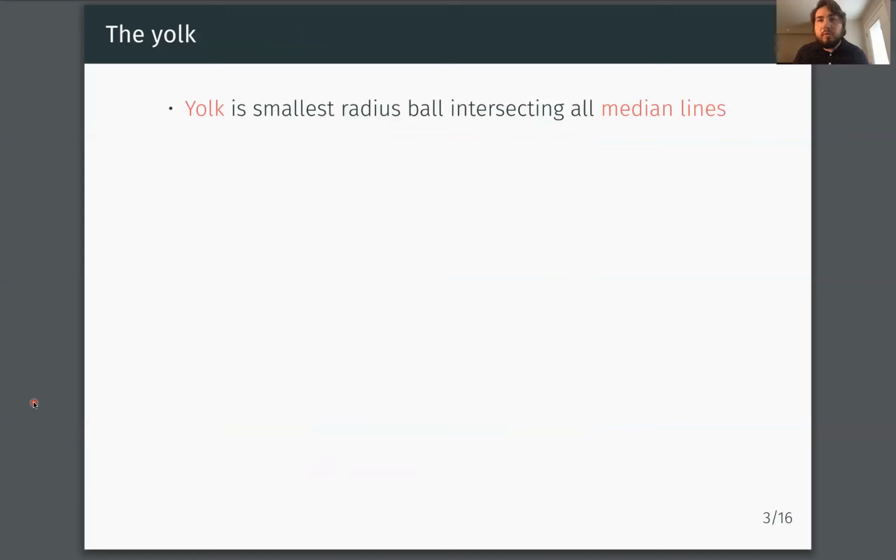There is also a problem called the yolk, which is the ball of smallest radius intersecting all median lines. So I've dropped the condition that the lines must be extremal, or that the median lines must pass through 2 points of P. So the yolk and the extremal yolk are two separate problems, and I will stress that later on.